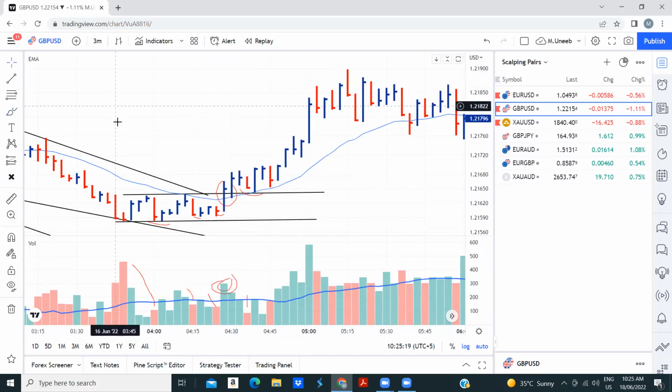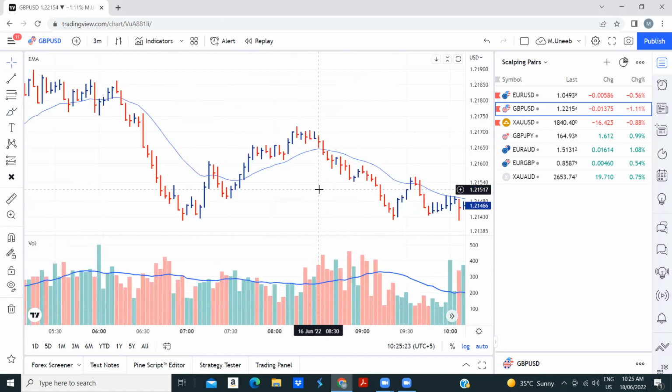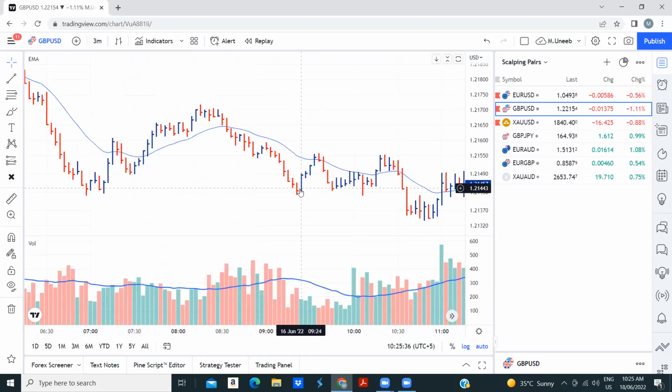So this is how to identify whether it is redistribution or distribution or accumulation. Got it? Now you see here, this one.